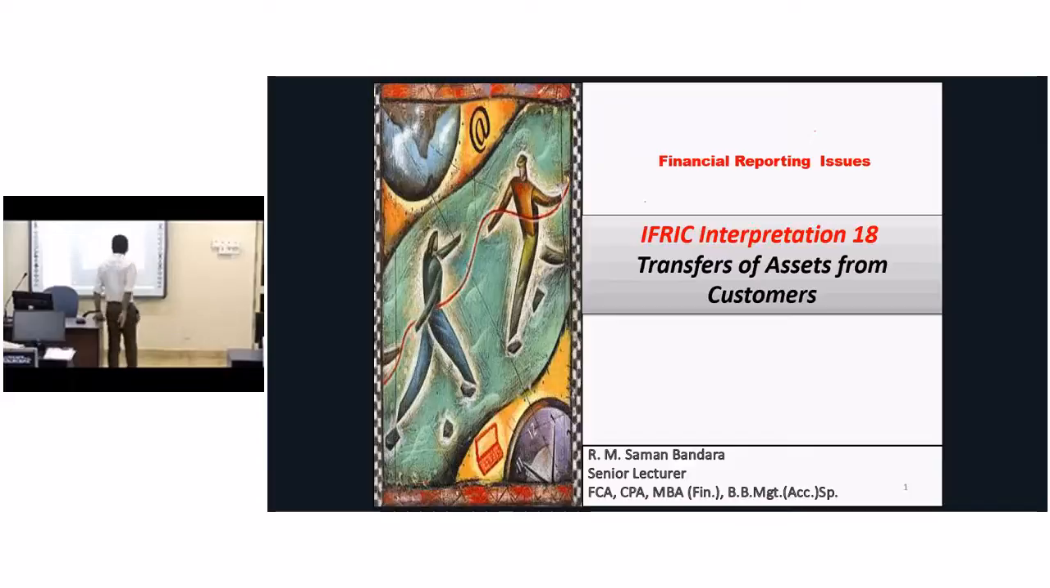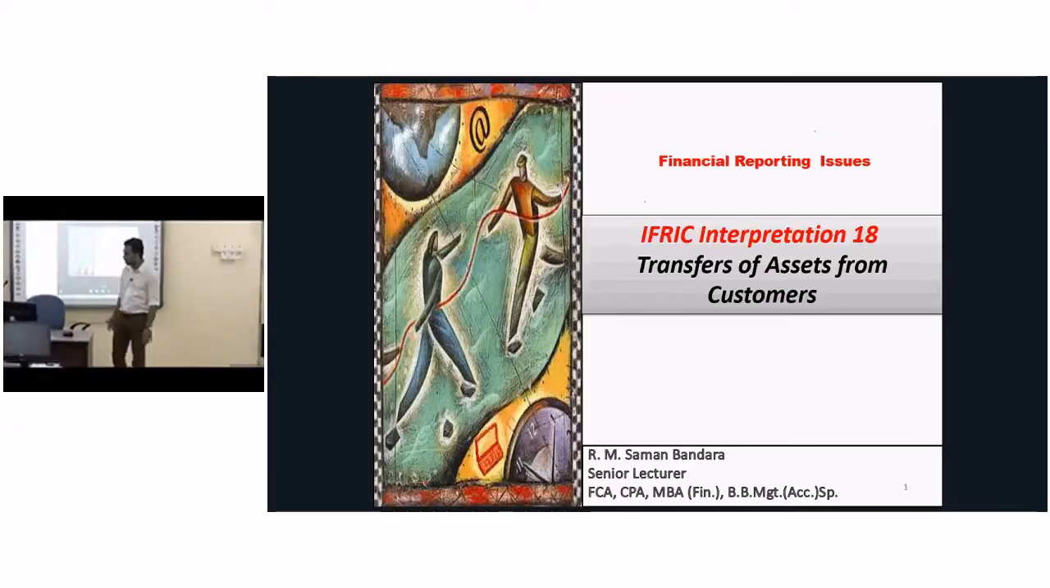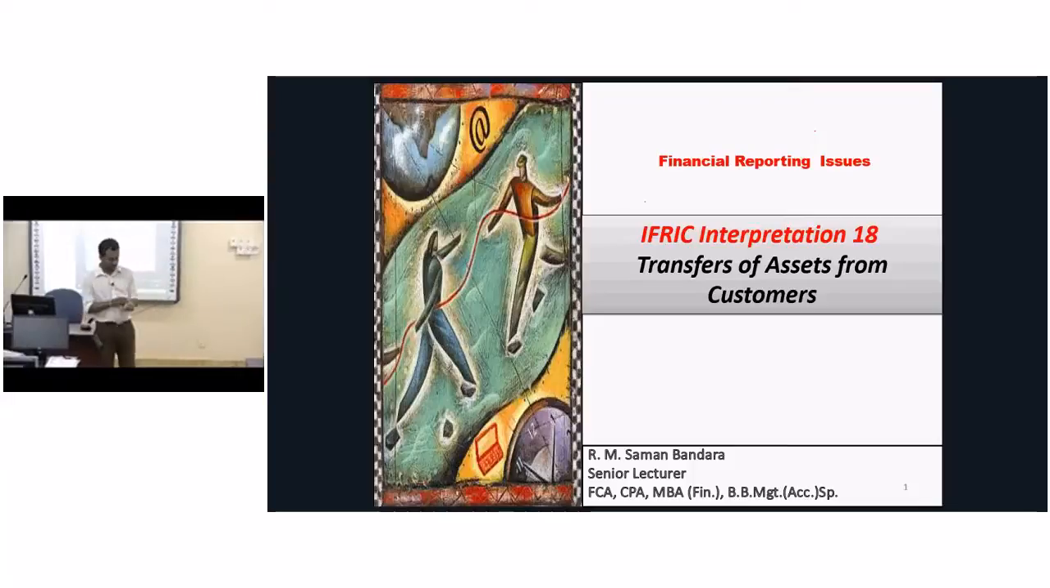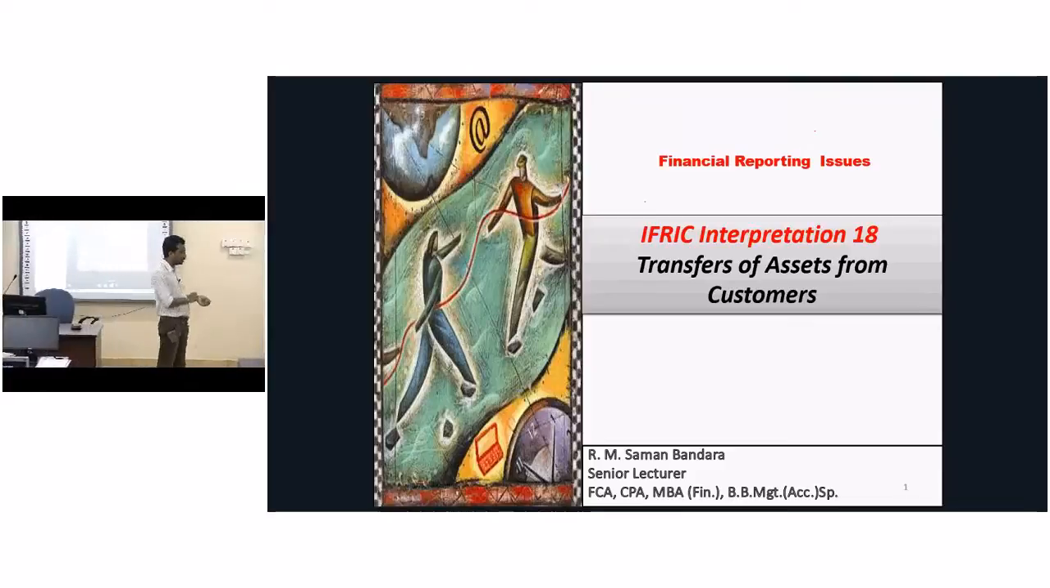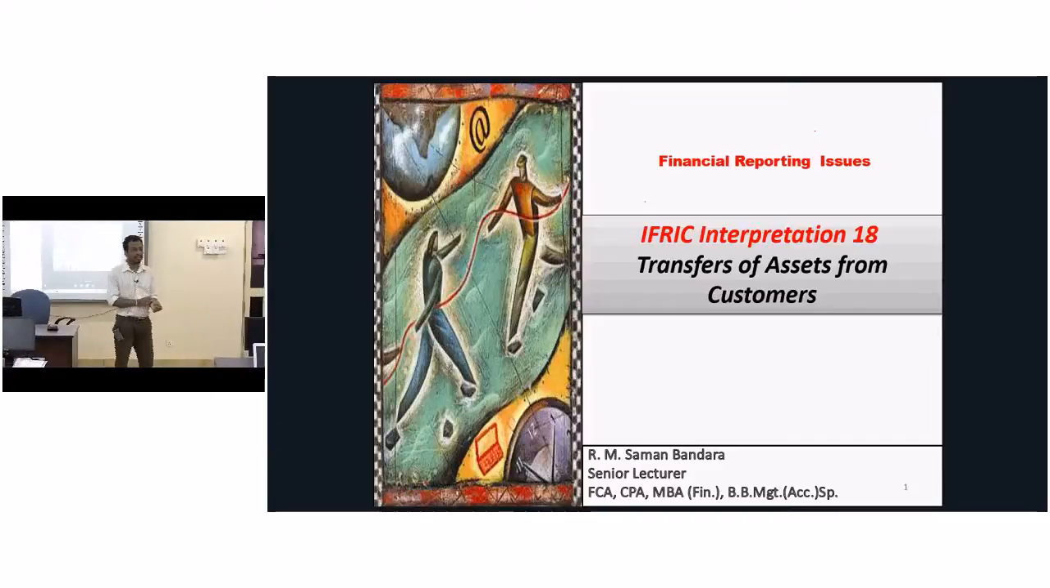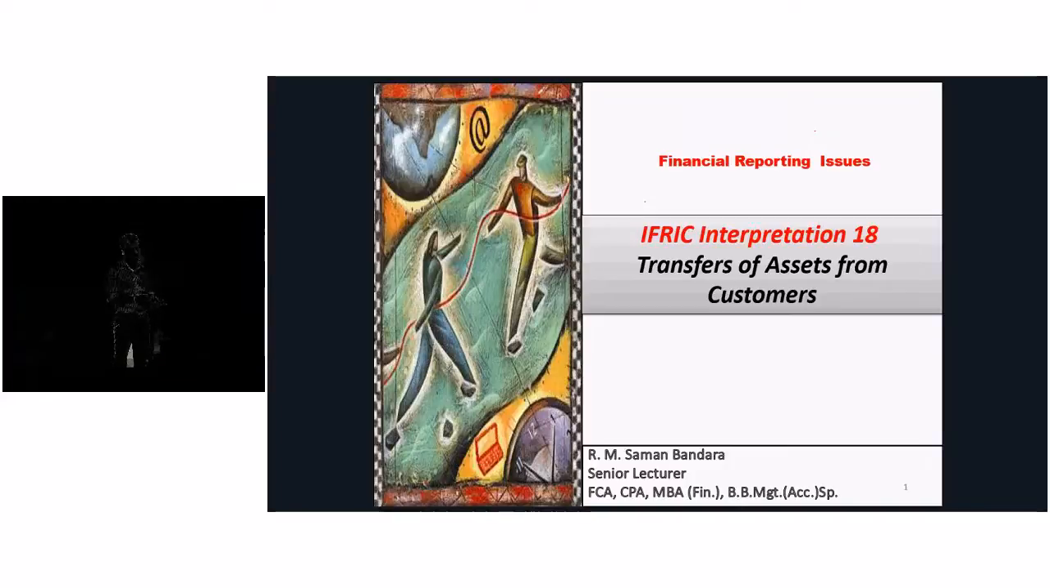Right, now I'll come back to this thing again. Trick number 18, transfer of assets from customers. This is actually a little kind of different thing, but hopefully very practical. Especially for people who are working for companies like electricity companies, telecommunication companies, sometimes companies doing construction work for customers. Those kinds of companies will apply IFRIC number 18. From the name itself, you can understand the meaning. Look, transfer of assets from customers.